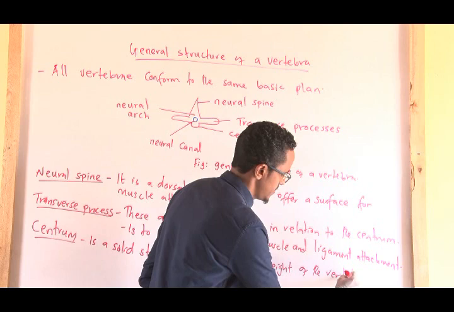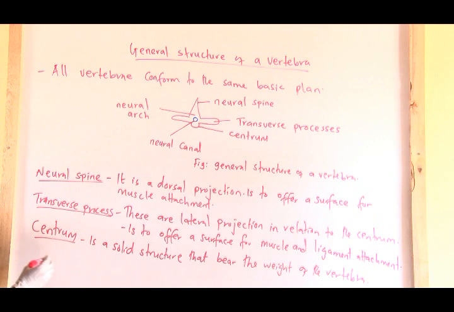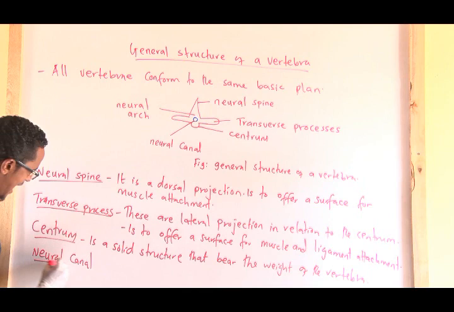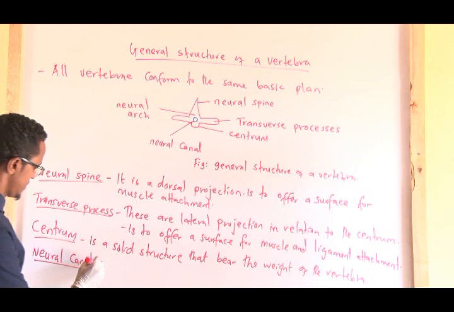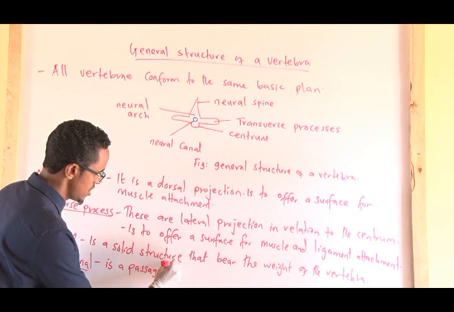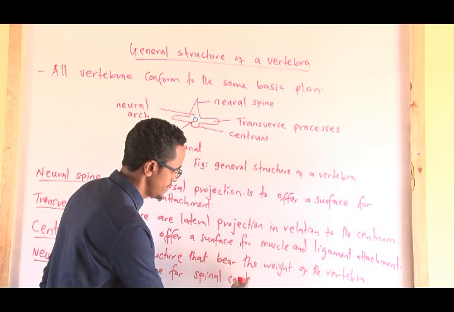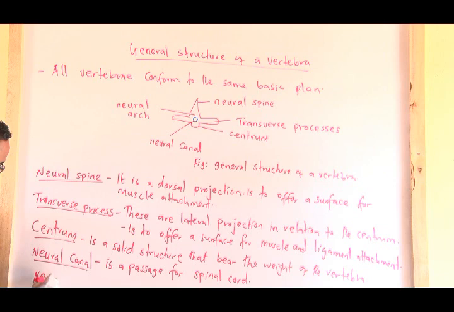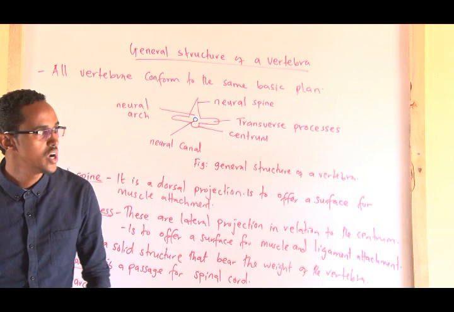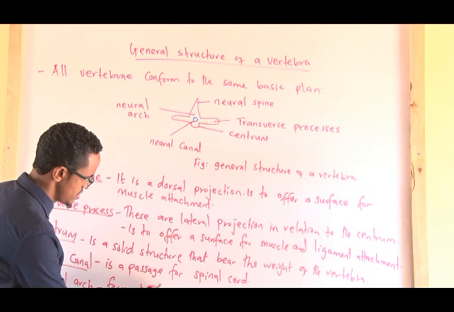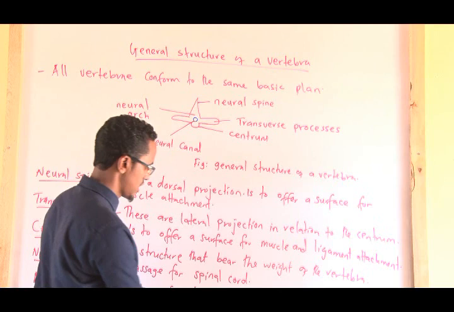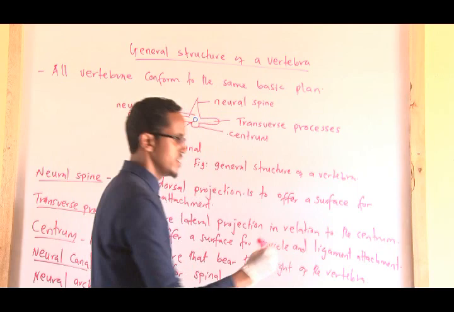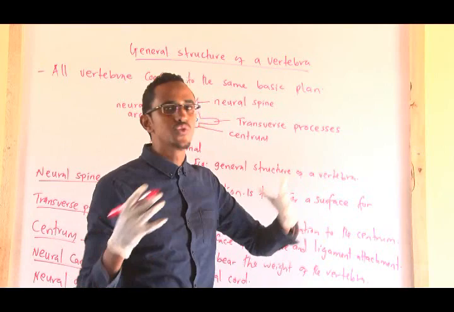Good. And then I also need to see the function of the neural canal. The neural canal, that canal that runs through the center of the vertebral bones, is a passage for the spinal cord. And then I also have the neural arc. The neural arc forms the roof and sides of the neural canal, providing protection to the spinal cord, of course.